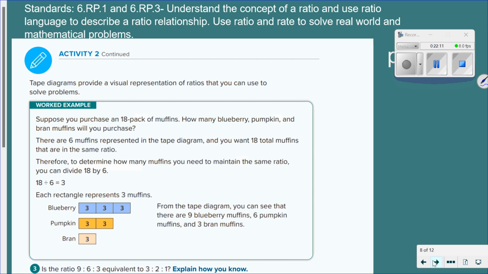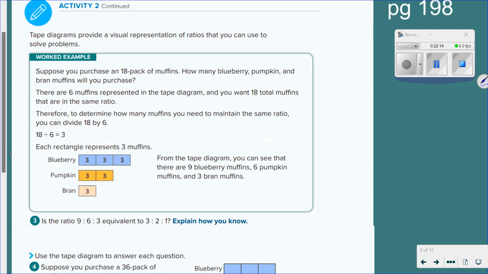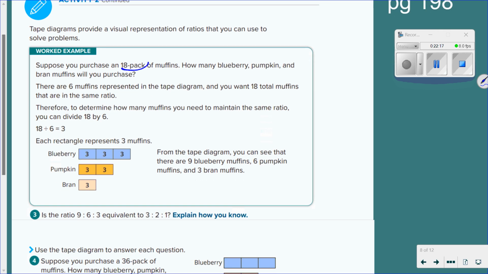Okay, let's talk about how to actually use our tape diagram. So these are a visual representation. Now let's say instead of a 6-pack, what if I bought an 18-pack of muffins? How many blueberry, pumpkin, and bran muffins will I purchase? So there's the question. There are 6 muffins represented in the tape diagram, yes? And I want 18 total muffins that are in the same ratio. So we're going to add another term to your vocab sheet. There's a little blank space right down here at the very bottom of the front. I want you to add this term in here because you're going to hear this term a lot. Every time we work with tape diagrams, you're going to hear this.